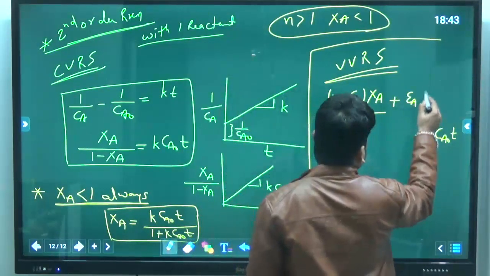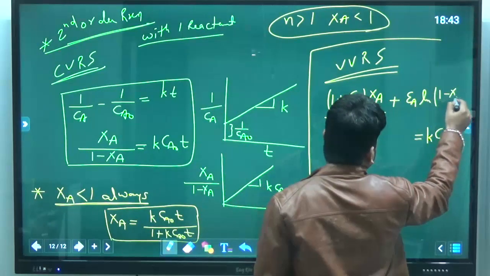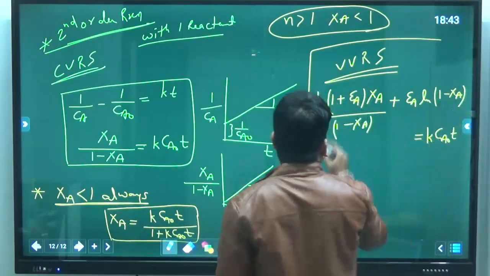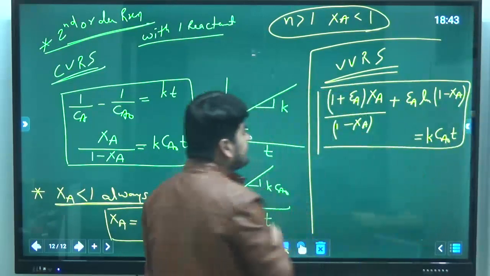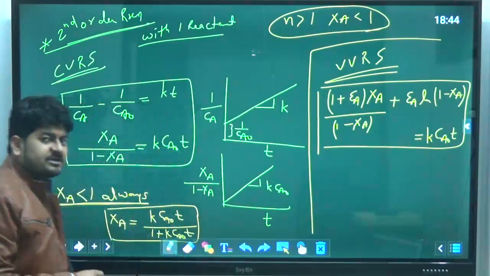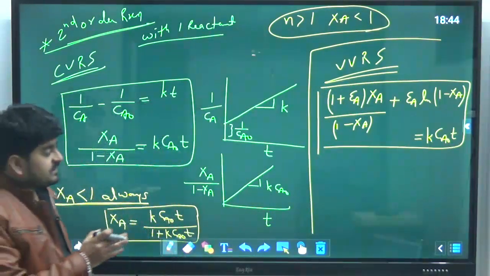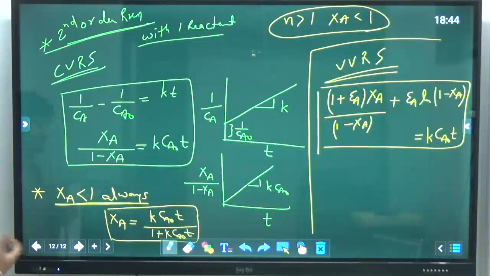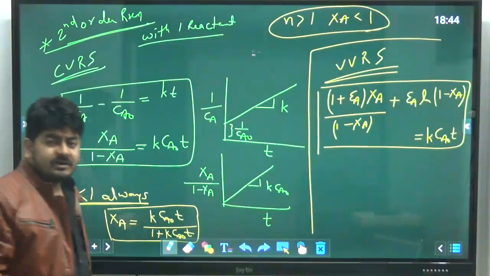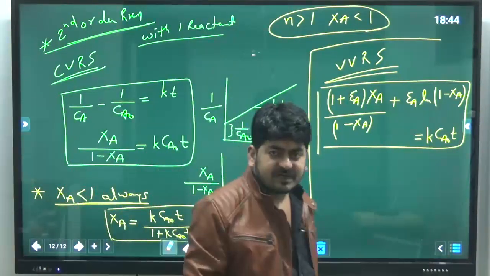plus epsilon A into ln of 1 minus x. Yes. So this is the kinetic equation for a variable volume reaction system for a second order reaction having one reactant. Now here one thing is obvious: second order reaction is not following the same kinetics in CVRS and PVRS systems.